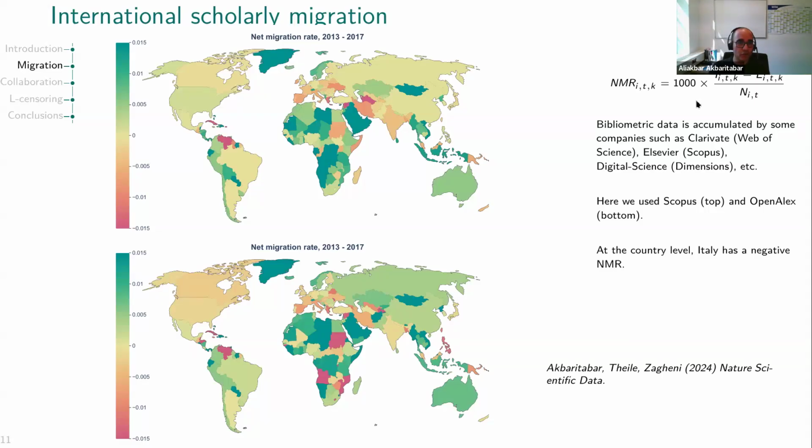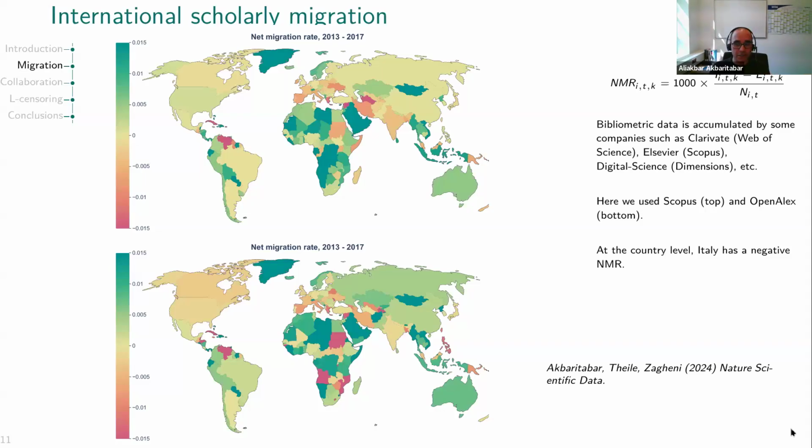So here I'm showing you two maps, which are both at the country level. On the top, I'm showing a map based on Scopus, and on the bottom, I'm showing you the map based on OpenAlex data, which has a higher coverage. But for most countries, the colors are quite similar. In green, they are receiving more scholars than they send, and in red, they are sending more scholars than they receive. So we can do some things like this at the country level.